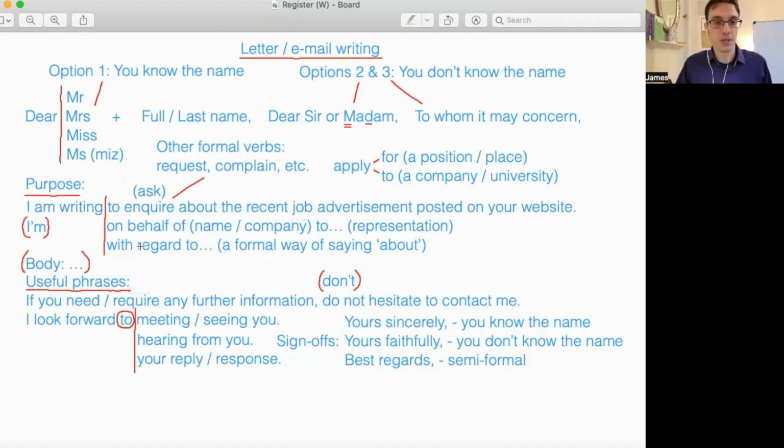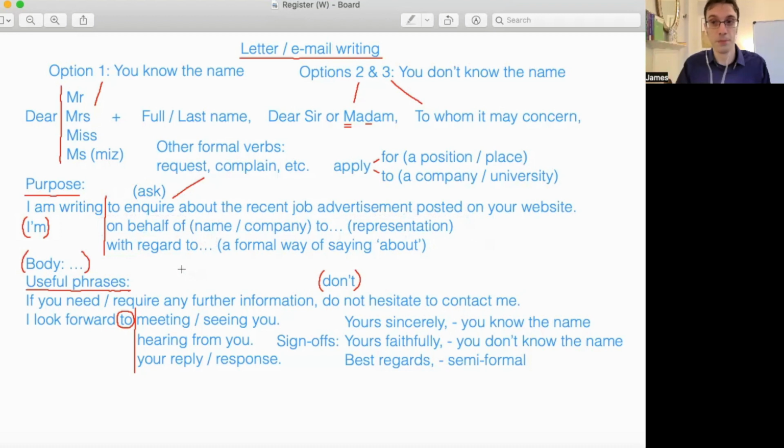Now, there are other ways to do this. You might not need, or you might not want to start it with a verb. You might want to start it by representing someone. Now, you won't normally have to do this in an IELTS exam, but if you do want to represent another person or company, you would say "on behalf of." So "I am writing on behalf of this person or this company about something."